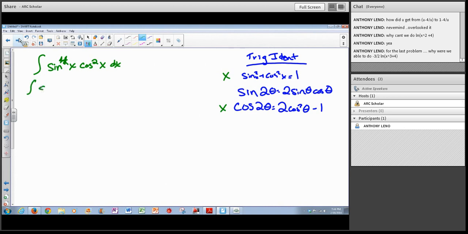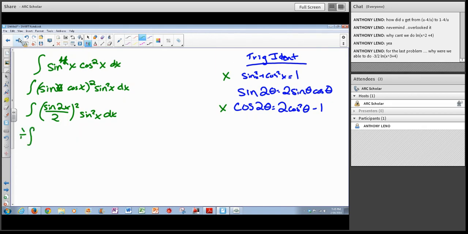So if we think about this as sine theta, or well, these are x's. Sine x cosine x squared, and then an extra sine squared, okay? Then this is almost sine 2 theta. It's sine 2 theta over 2, squared, times sine squared x dx. Okay, now, what else can we do? We could distribute this through, take out a 1/4. Sine squared 2x sine squared x dx.